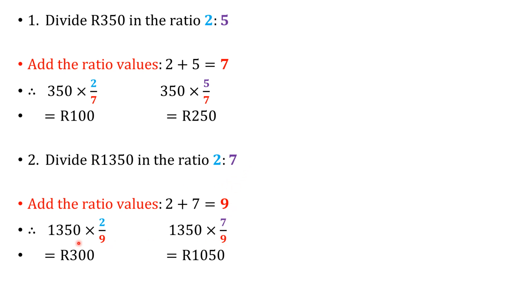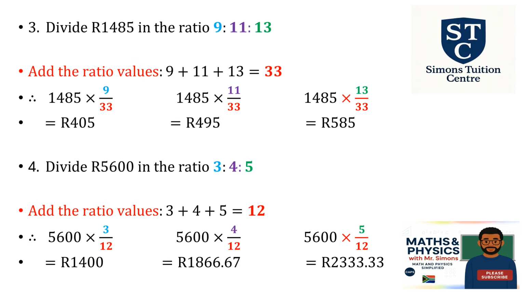You can see there. So 1350 times 2, which gives me 2700, divided by 9 gives me 300. 1350 times 7 divided by 9 gives me 1050. When I add these two values, I can check if I'm right or wrong. It must still give me 1350. Alright, let's look at more complex ones.